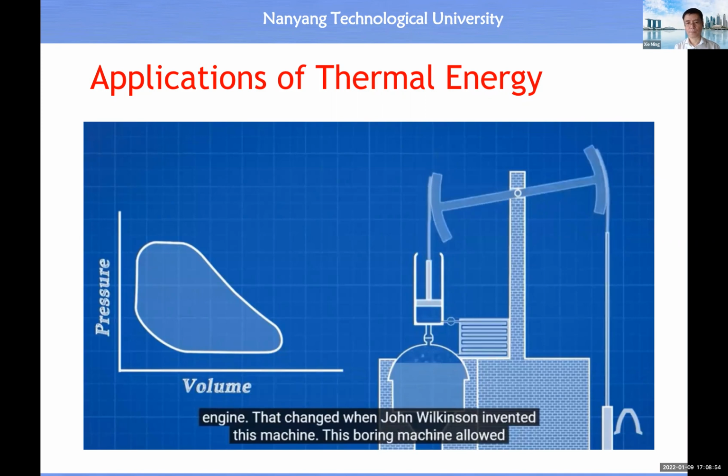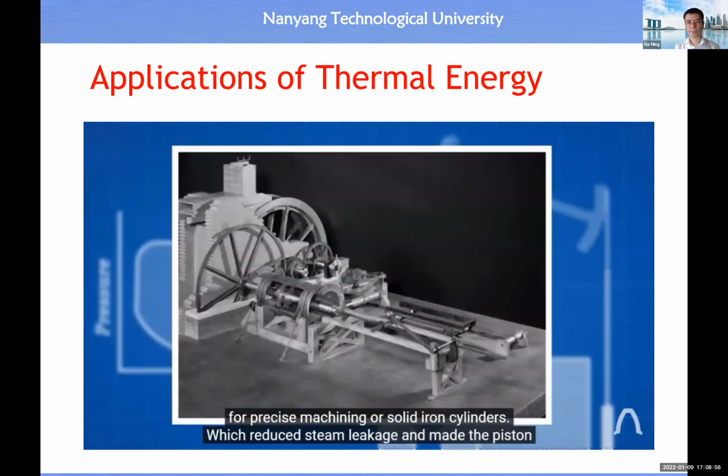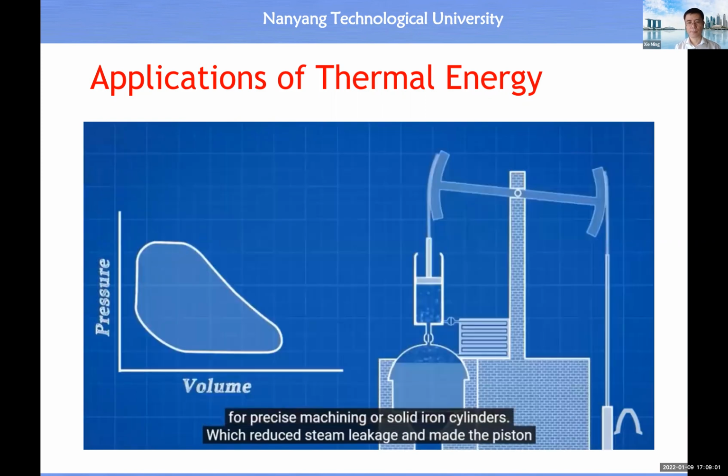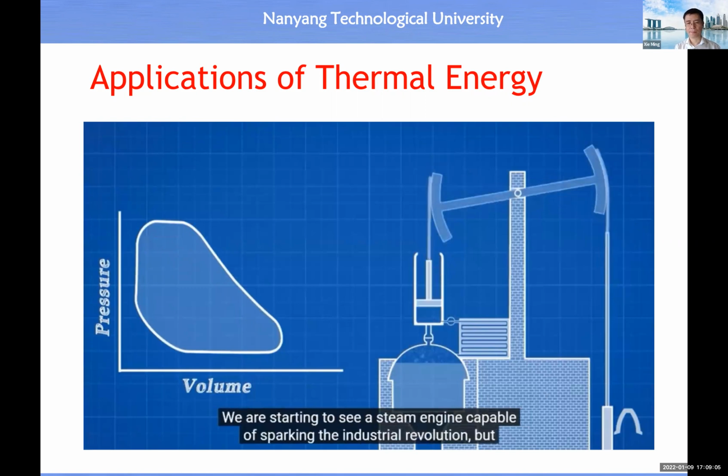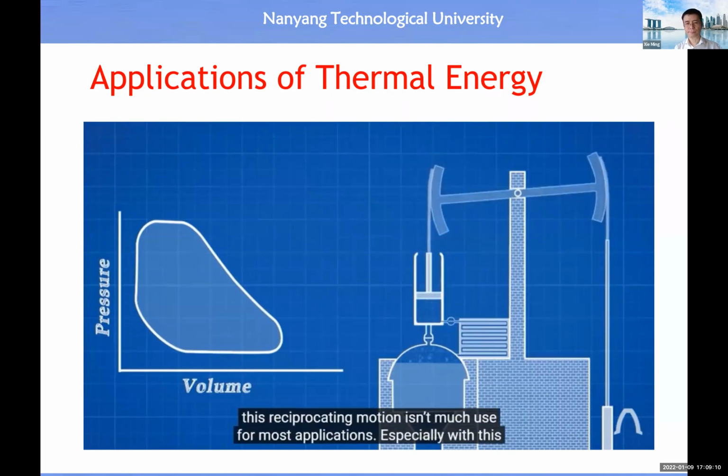This boring machine allowed for precise machining of solid iron cylinders, which reduced steam leakage and made the piston cylinder stronger, thus allowing the max pressure to rise. We are starting to see a steam engine capable of sparking an industrial revolution. But this reciprocating motion isn't much use for most applications, especially with this flexible chain connecting them.